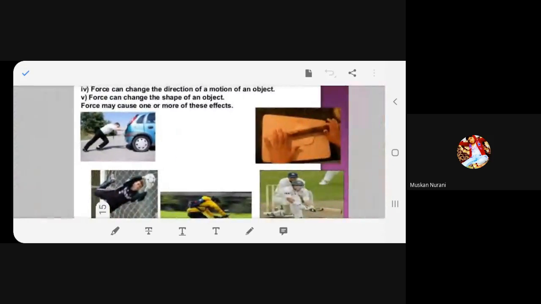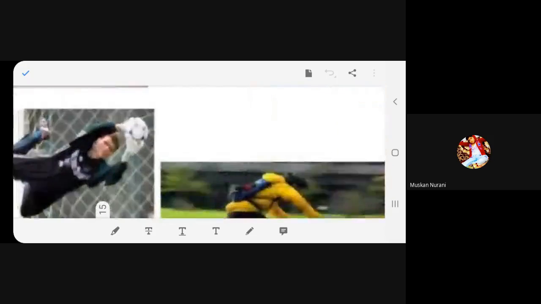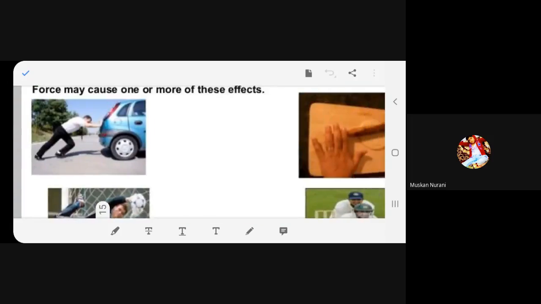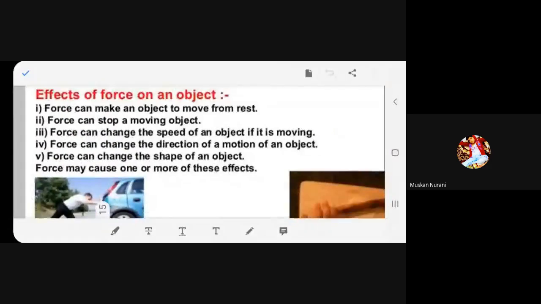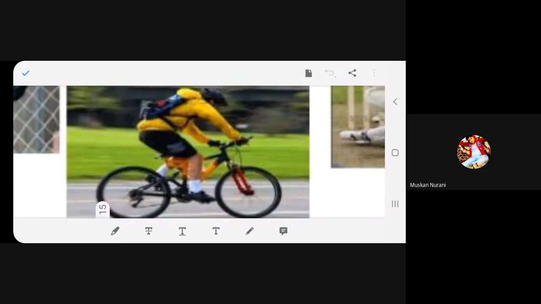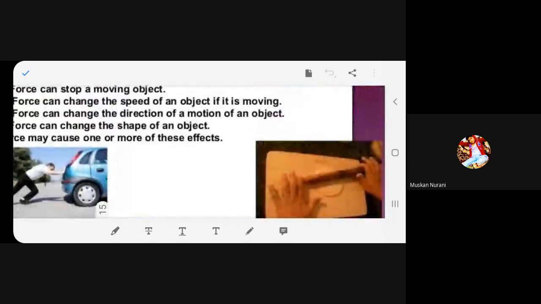Similarly, if the object is moving, for example over here, see the ball is moving. You apply the force, which is this first stop. The stop is the force, isn't it? You apply the force, you stop the ball. The moving ball you stop. This is one. Third, it can change the speed of an object if it is moving. Here, this one, cycle. You are cycling. You pedal it fast, you can change the speed of the cycle. Yes or no? It is already moving, but you're adding the force, and the bicycle starts moving fast.